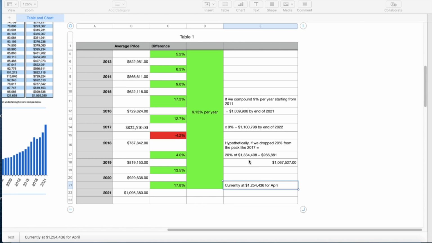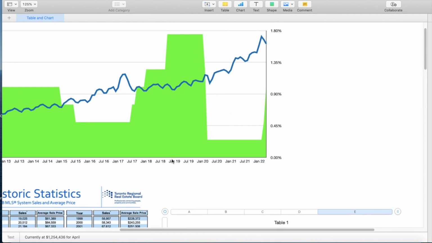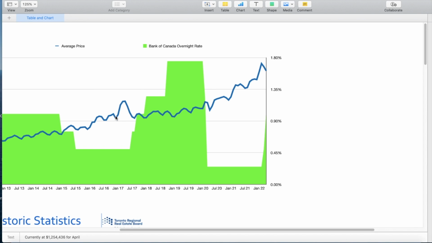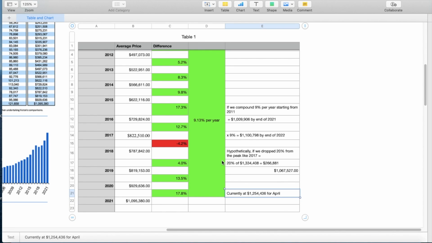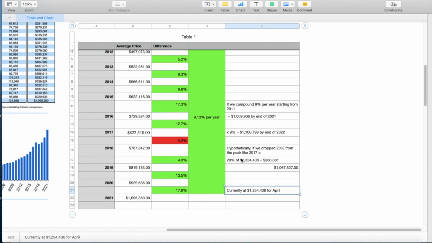Now, hypothetically, in 2017 we had a very similar market and then the market dropped about 20%. Let's apply that to 2022 and assume the market is going to drop about 20% from the peak, which, by the way, it's already dropped about 10% from the peak. So it's very likely that 20% is in the realm of possibility. If we drop 20% of the peak number, which was 1.3, that would be a drop of about 260K. If we do that math, we'd come out with an average price of 1,067,000.